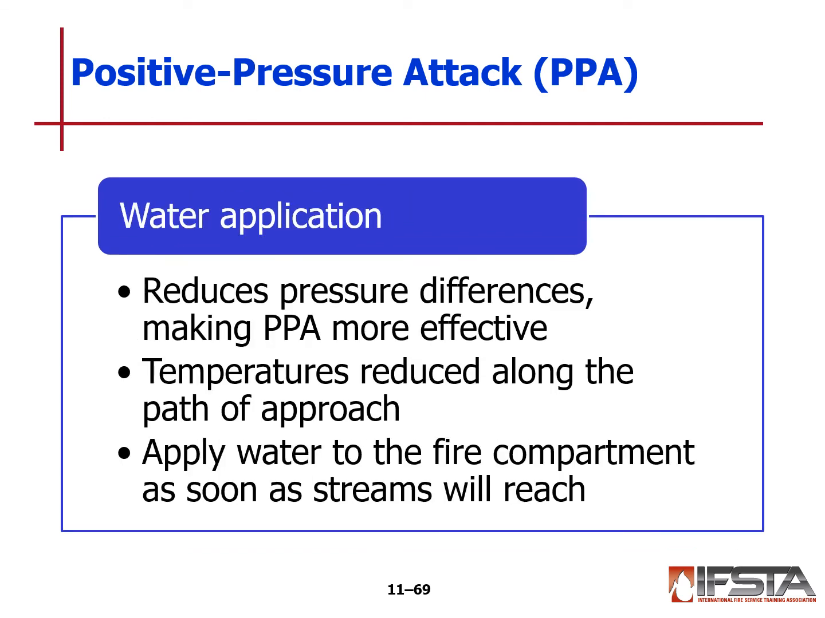Application of water reduces pressure differences, making PPA more effective. Temperatures are reduced along the path of approach as well. We apply water to the fire compartment as soon as streams will reach it. So crawling right up into it is not really the thing. If you've got an open door and you can see the glow, you can hit it from the hallway or from the outside of that room as you approach.